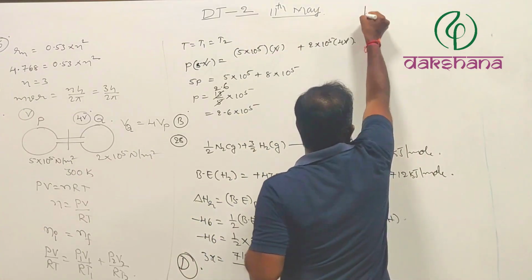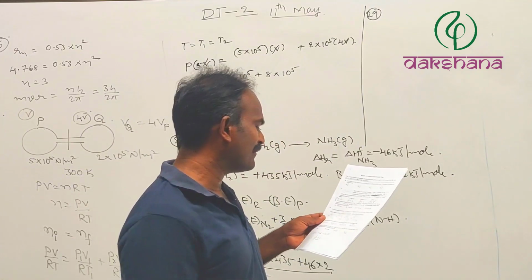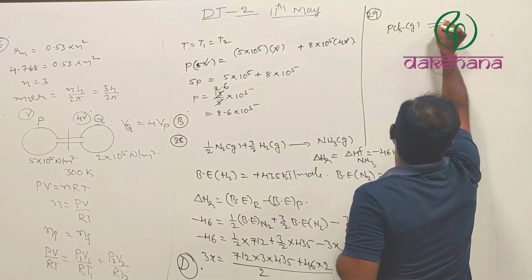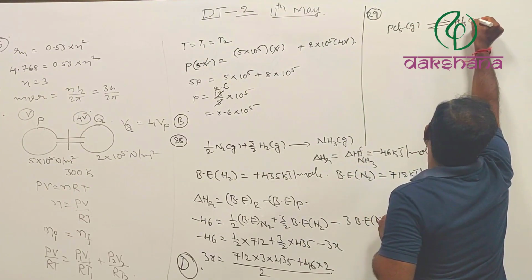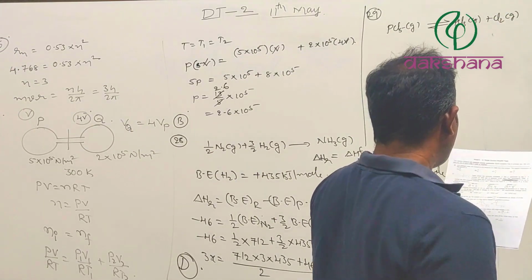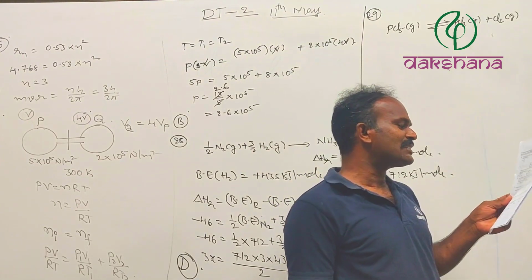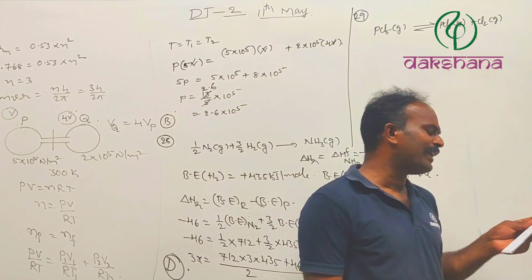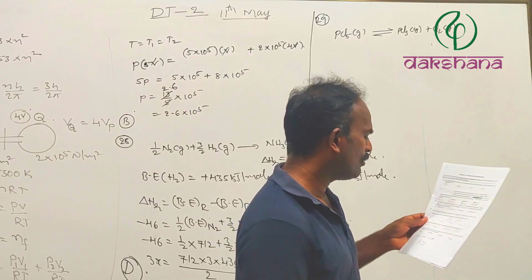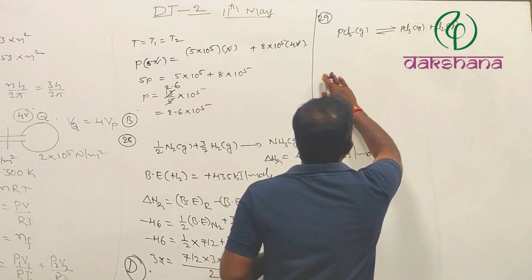Question number 29. The dissociation of PCl5 gas gives rise to PCl3 gas plus Cl2 gas. The variation of 1 plus alpha against capital D divided by small d is represented as, where capital D is the vapor density of PCl5 at the initial stage, and small d is the vapor density of the equilibrium mixture.